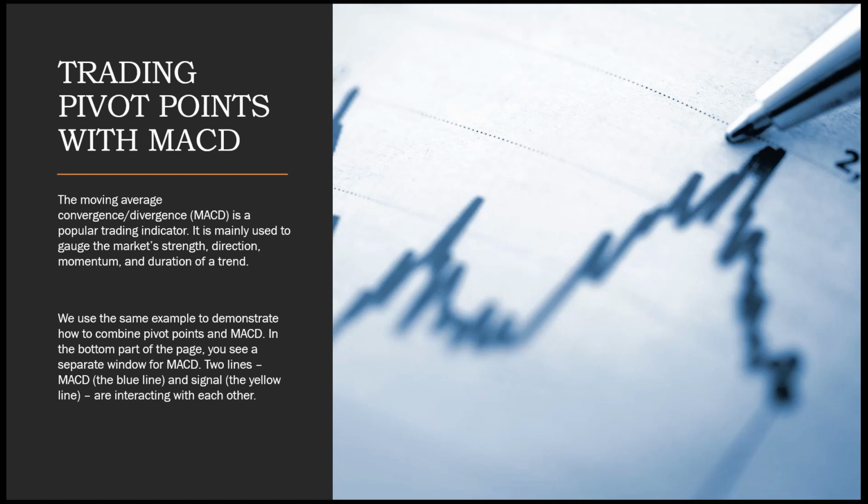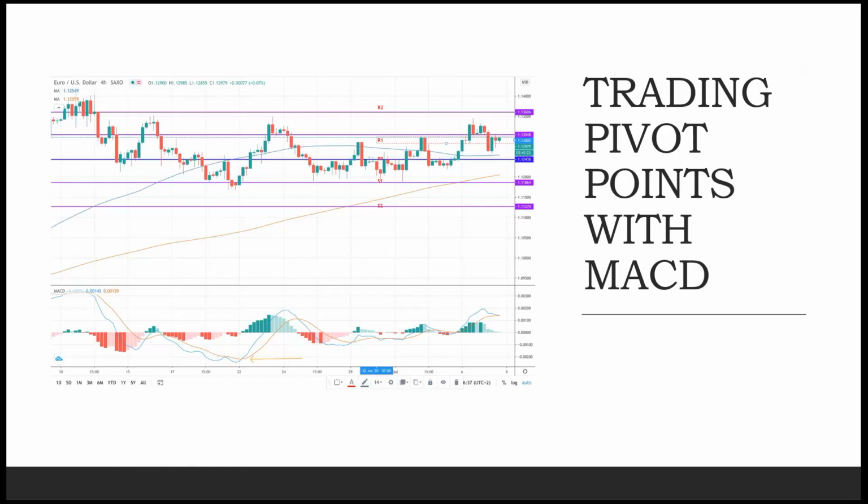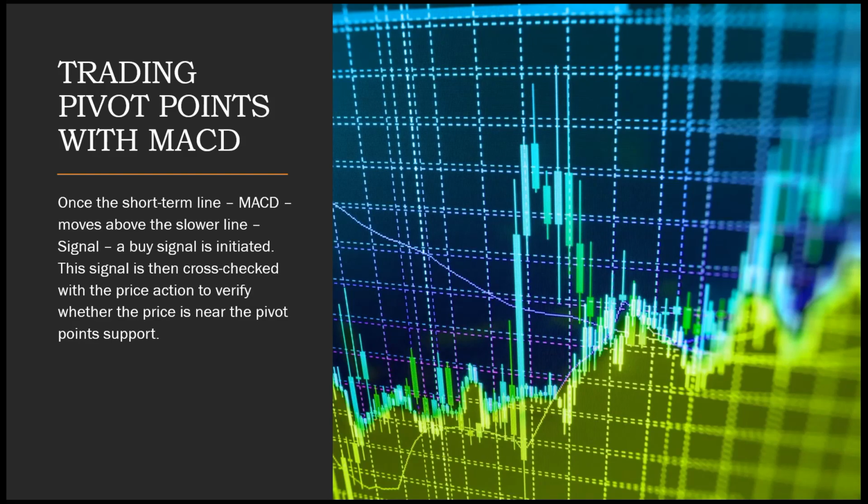In the bottom part, or the next page, you're going to see the separate window for MACD. MACD appears on the bottom part of your chart. So here we see MACD, and we see the price chart above. We see our pivot point levels, and now MACD is based on crossovers. So when we see this crossover and we see price breaking above a resistance level or bouncing off of resistance, it might give us buy and sell signals.